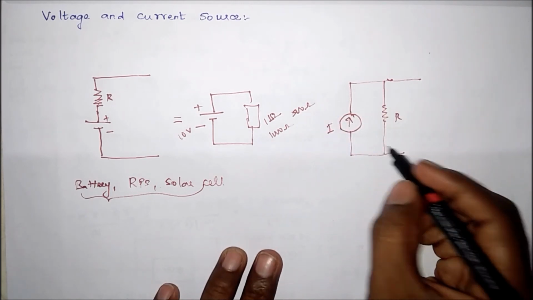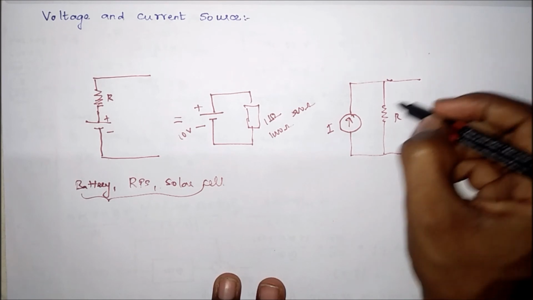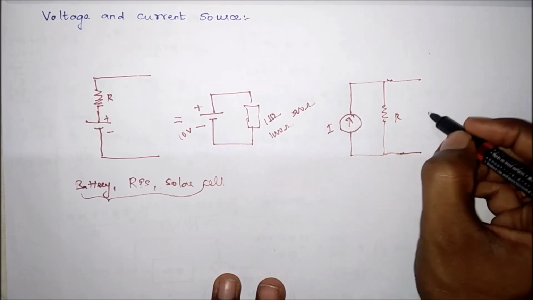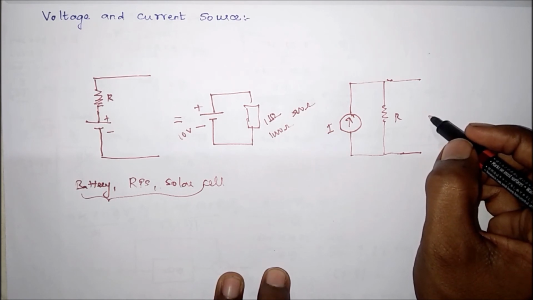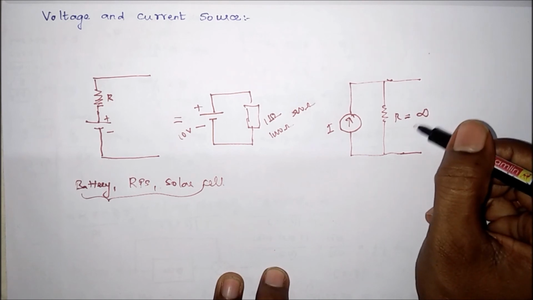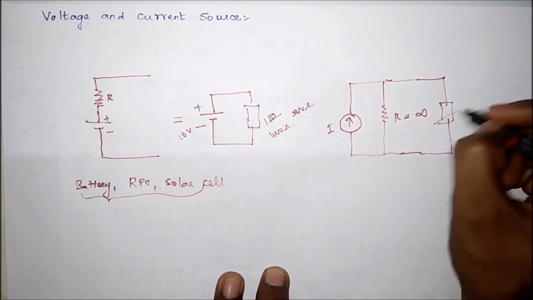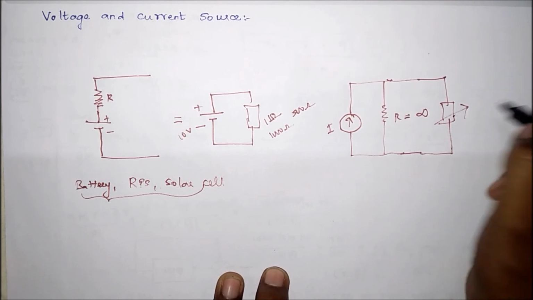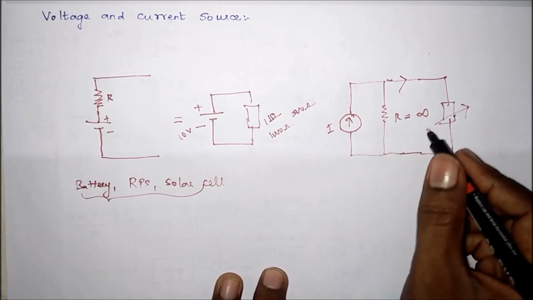So we see according to this current definition, irrespective of the load, the current delivered by the source is always constant. So an ideal current source will have infinite resistance. Ideal current source will have infinite resistance. So if we connect a load here, irrespective of the load changes, the current delivered by this source is always constant. So this is a current source.